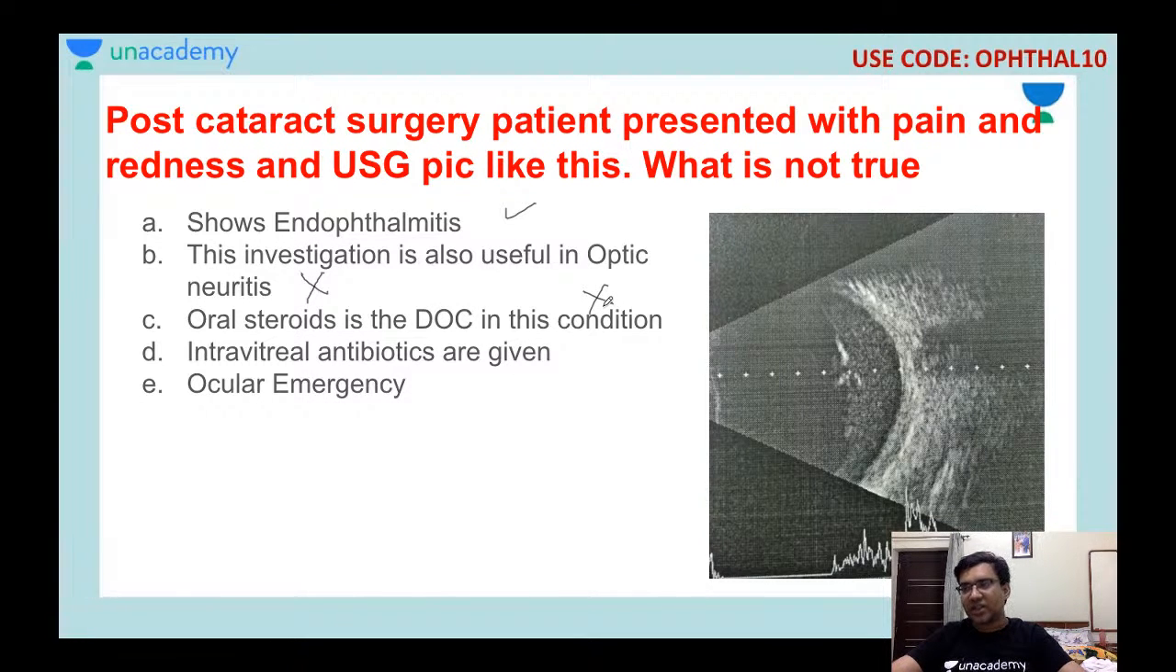This is also wrong. It is not the oral steroids that are needed. It is the intravitreal antibiotics that are the first line of treatment. If there is an infection in the vitreous cavity, it can cause permanent damage to the retinal cells. So this is an ocular emergency. So the answer here is B and C.